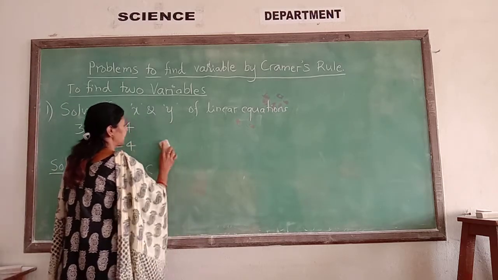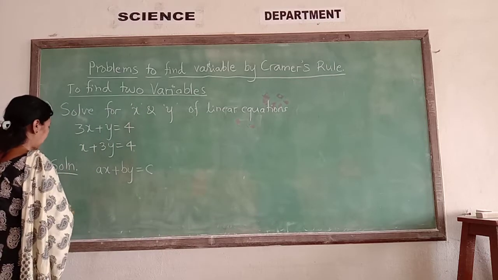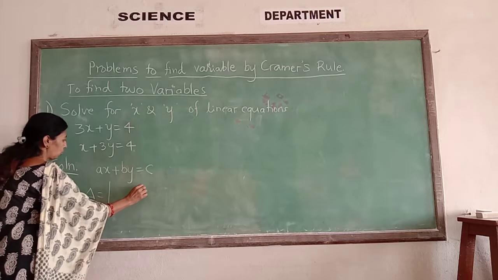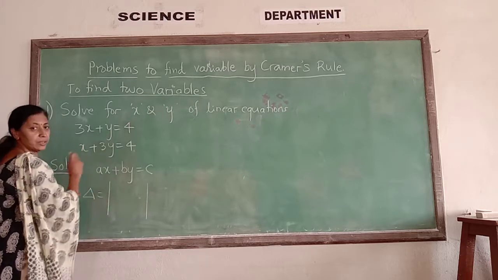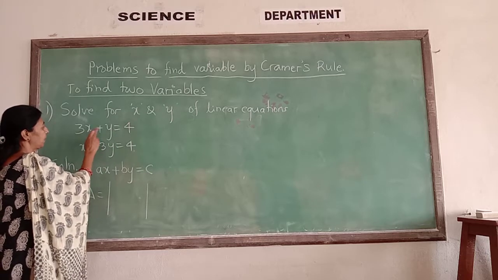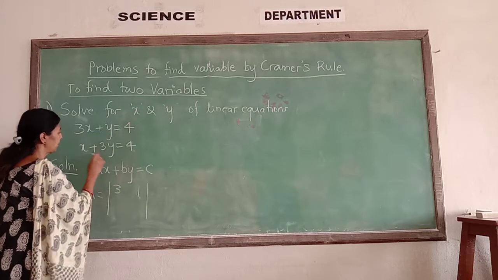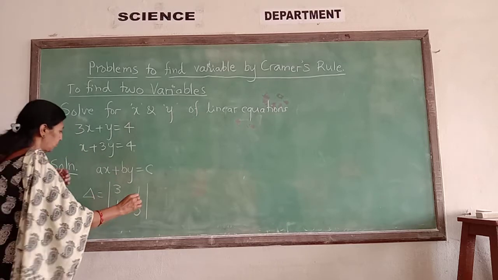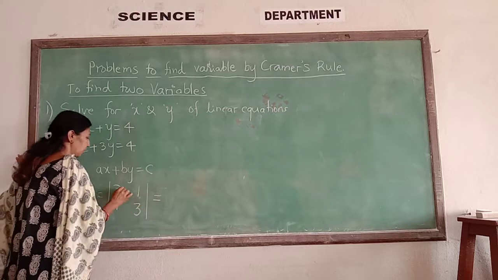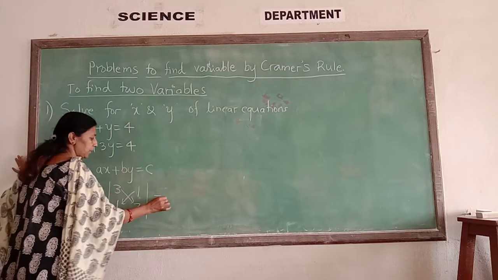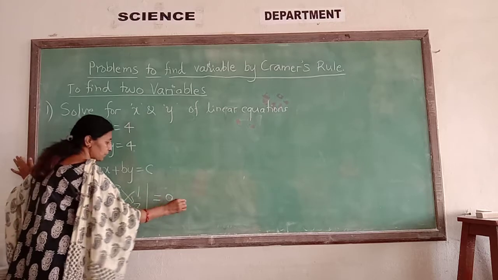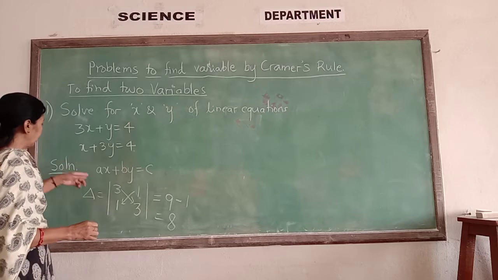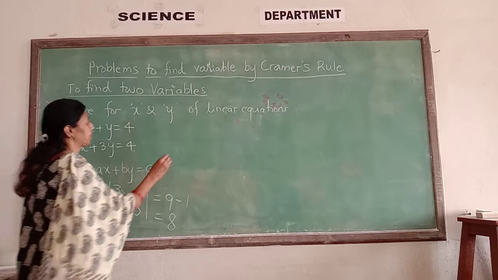First one is delta. Delta is obtained by writing the coefficients of x and y. The first equation has 3 and 1, second equation 1 and 3. This is delta. Then you have to expand it, cross multiply, and you will get the answer. 3 into 3 is 9 minus 1 into 1 is 1, that is equal to 8. This is the delta value.